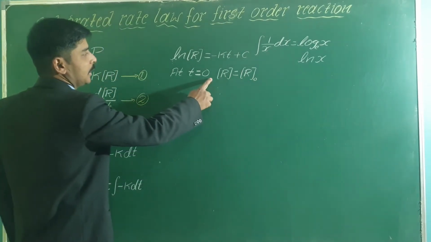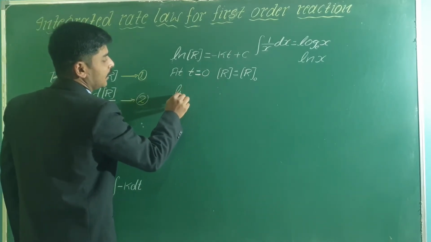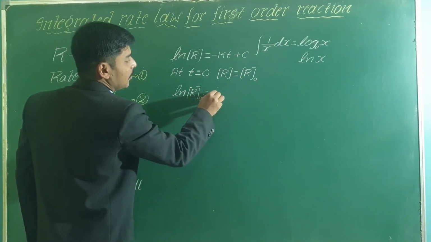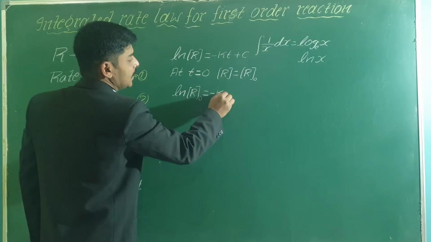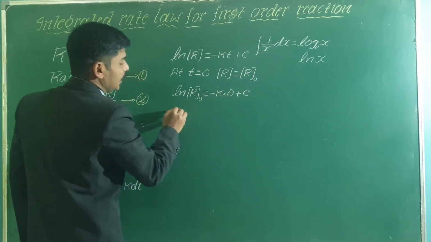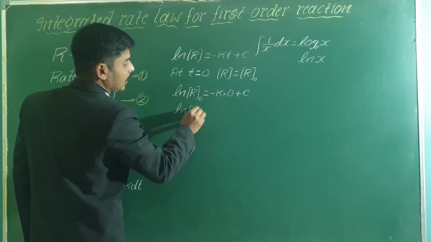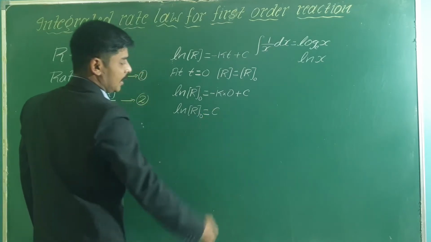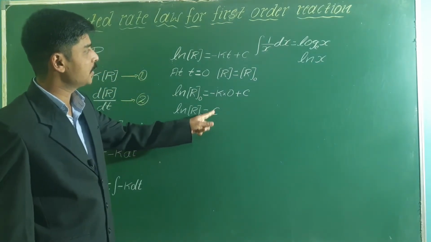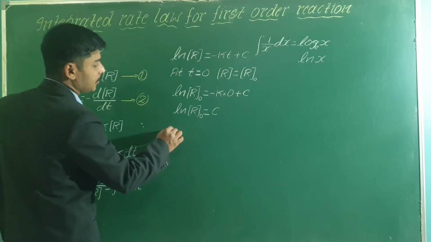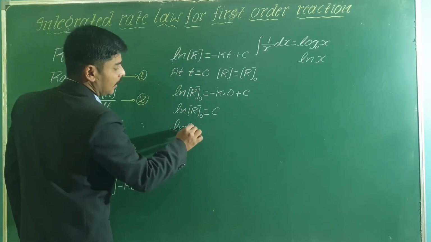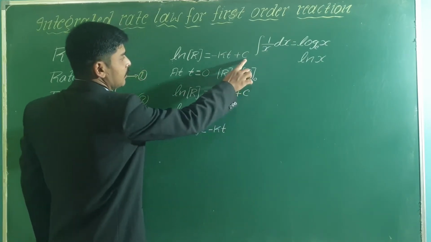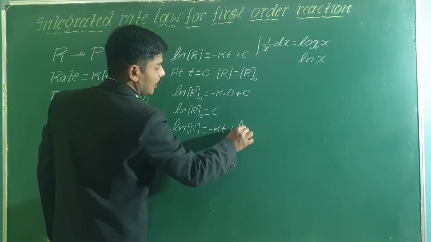Now substituting this in this equation we get ln R is R0. This is equal to minus K into t, which is 0, plus C. So we get ln R0 is equal to minus K into 0, which is 0, plus C. So the value of C is ln R0. Substituting the value of C in this equation we get ln R is equal to minus Kt plus ln R0.